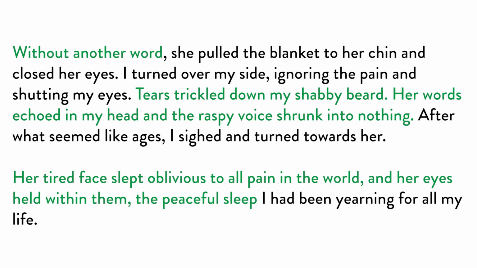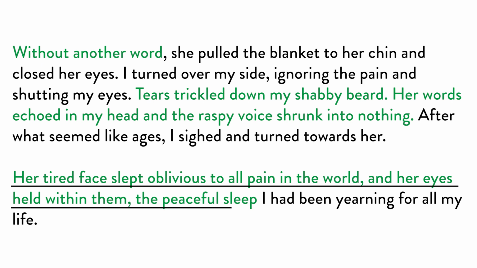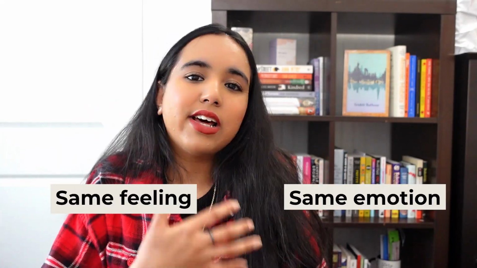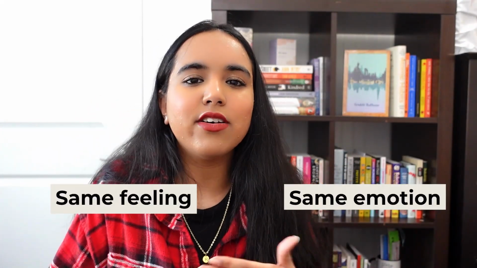The newer version says, "her tired face slept oblivious to all pain in the world, and her eyes held within them the peaceful sleep I had been yearning for all my life." As I said, I feel that the old version and the new version, in terms of this specific sentence, are giving away the same feeling, the same emotion. But I was just in the mood of playing around and coming up with a new aha moment sentence for my protagonist, so I wrote that. Tell me in the comments below, which of these two sentences did you like?